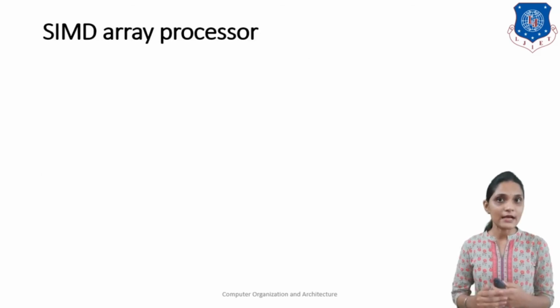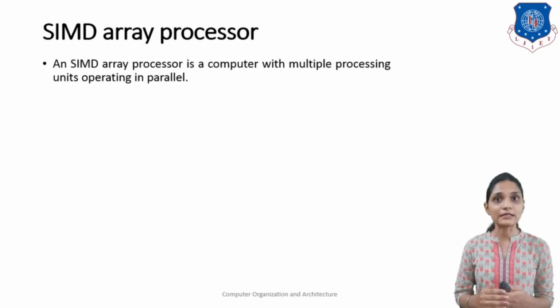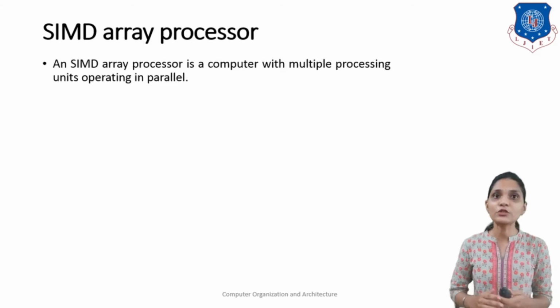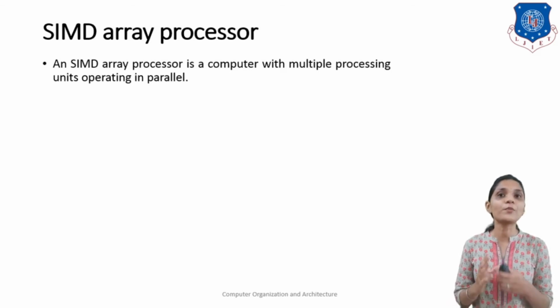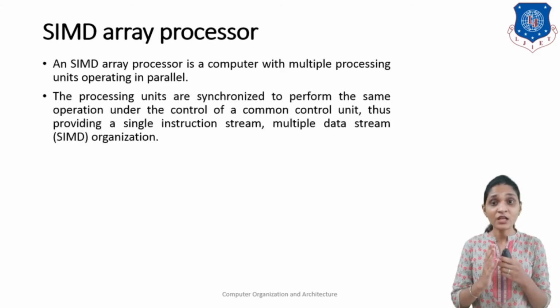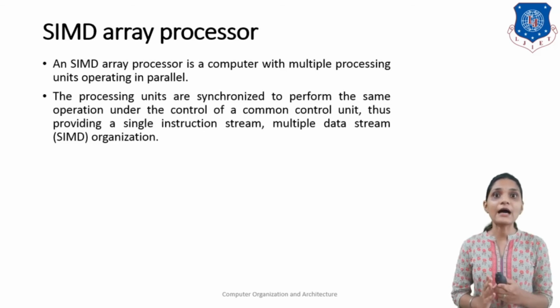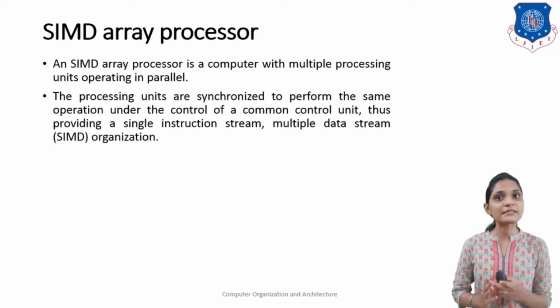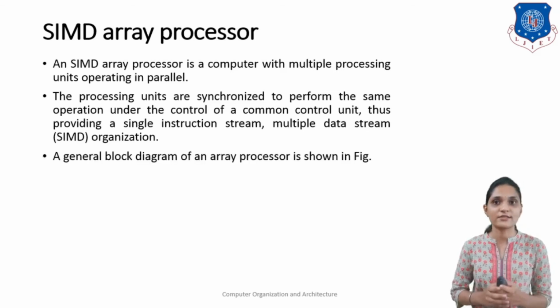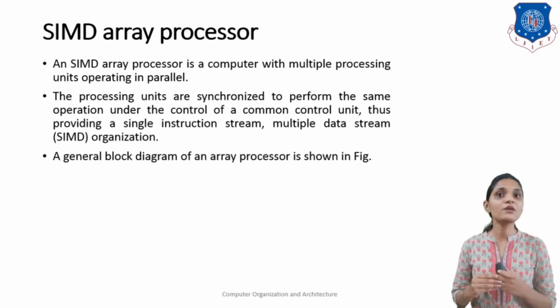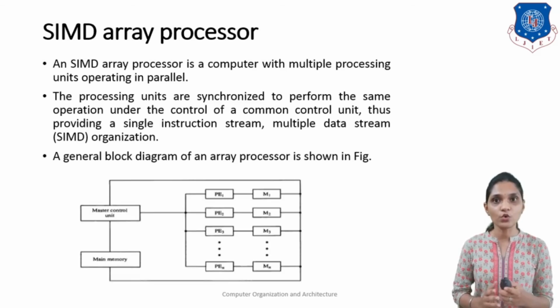Second type is SIMD array processor, that is single instruction multiple data stream array processor. An SIMD processor is a computer with multiple processing units operating in parallel. The processing units are synchronized to perform the same operation under the control of a common control unit, thus providing the single instruction stream and multiple data stream organization. A general block diagram of the array processor is shown over here.